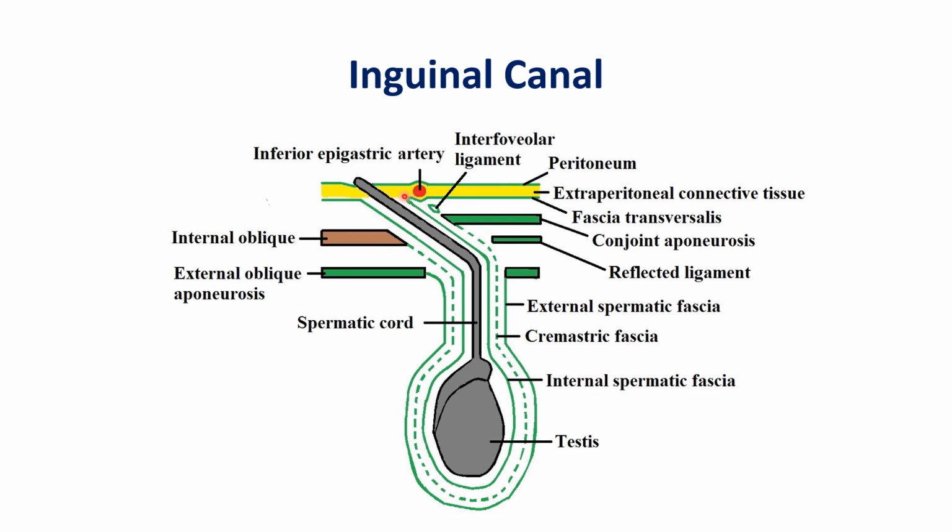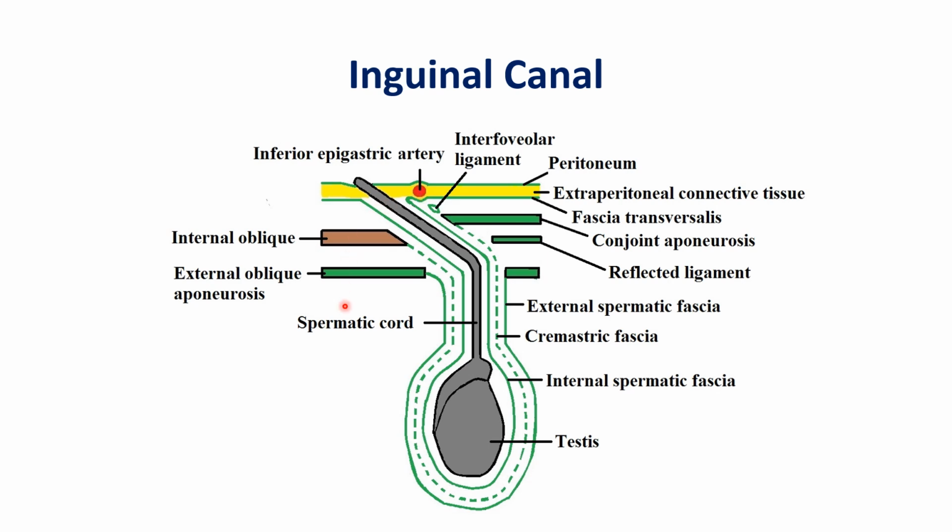Now the deep inguinal ring, see its location is lateral to the inferior epigastric artery. So this inferior epigastric artery is a branch of external iliac artery, and the deep inguinal ring is a gap in the fascia transversalis lateral to the location of inferior epigastric artery.